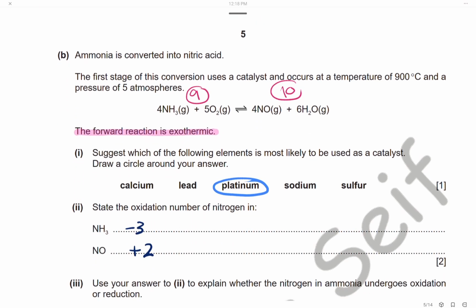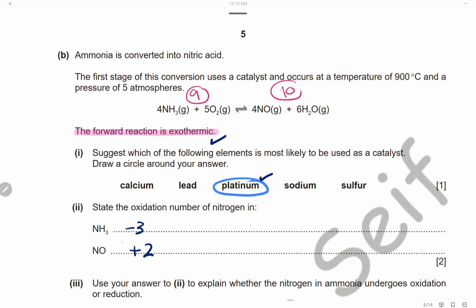B. Ammonia is converted into nitric acid. The first stage of this conversion uses a catalyst, and it happens at a temperature of 900 degrees Celsius and a pressure of 5 atmospheres. Knowing that the forward reaction is exothermic, ammonia reacts with oxygen to produce nitrogen monoxide and steam. Suggest which of the following elements is most likely to be used as catalyst. Draw a circle around your answer. Of course, we will choose platinum because platinum is the only transition element in the list. And we know that transition elements can be used as catalysts.